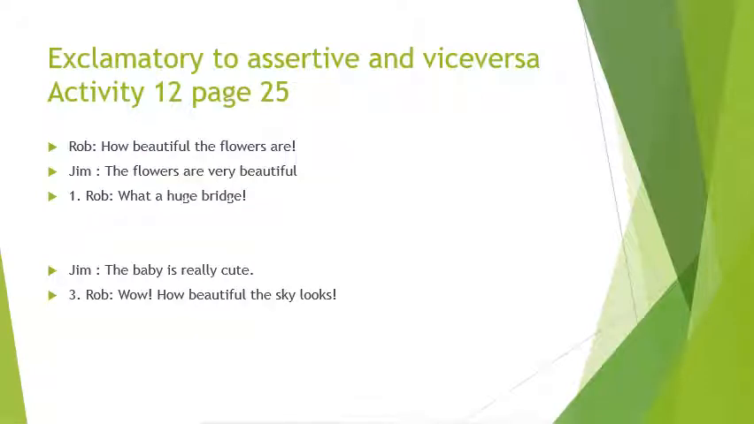So you're supposed to change exclamatory to assertive and assertive to exclamatory. Rob says, how beautiful the flowers are. Jim says, the flowers are beautiful. So Rob's is an exclamatory sentence. Jim's is an assertive sentence. Rob says, what a huge bridge. Again, an exclamatory sentence. How do you convert that into an assertive sentence? It is, the bridge is really huge. The bridge is really huge.